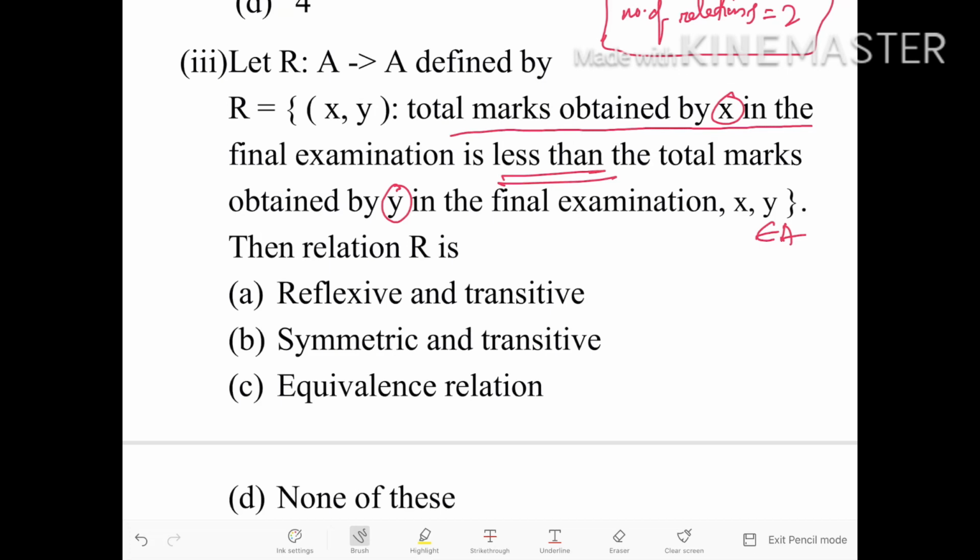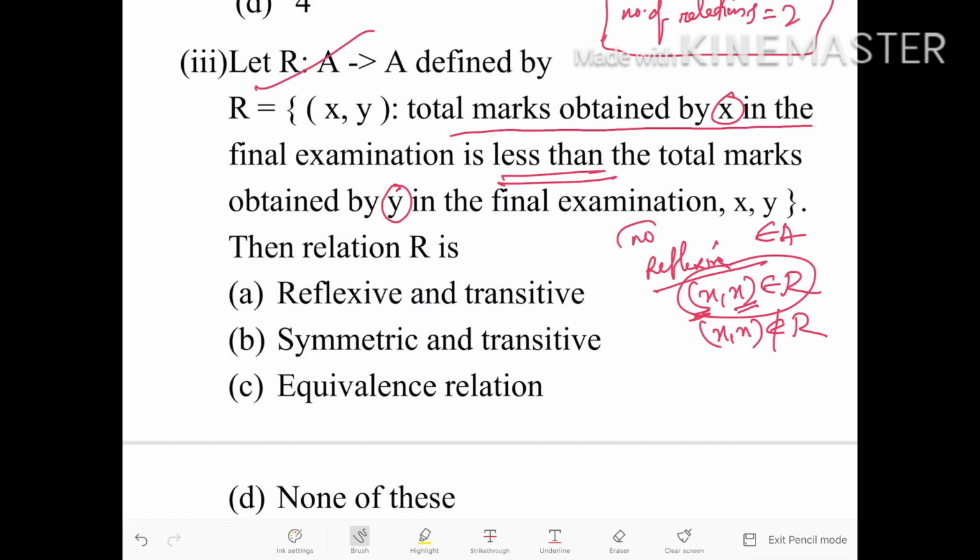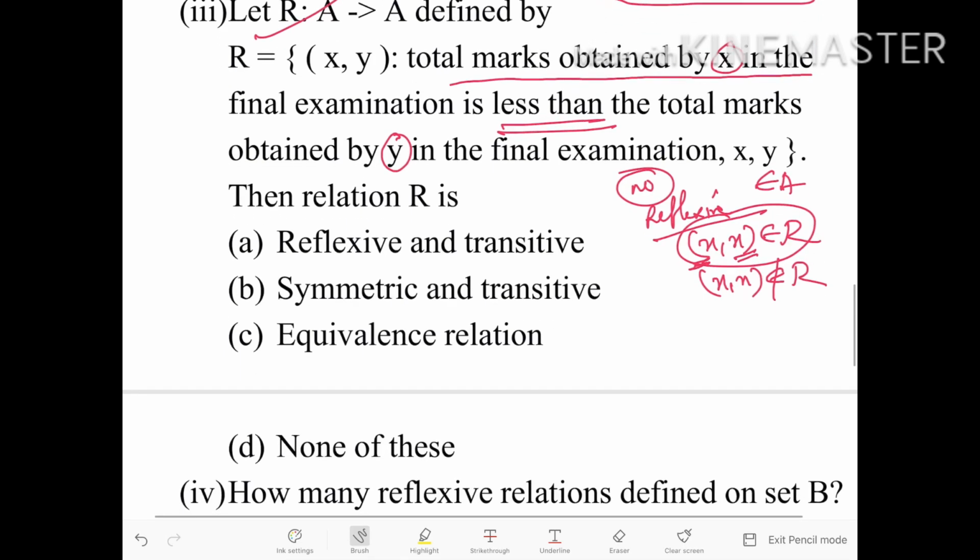Now let us check whether the particular relation given is reflexive or not, symmetric or not, transitive or not. Then accordingly we will answer the question. For reflexive, we have to check whether (x, x) belongs to R or not. The marks secured by x will be equal to the marks secured by x. It will not be less than the marks secured by x. That means (x, x) will not be in R for this relation. Hence the relation is not reflexive. Now comes to symmetric.